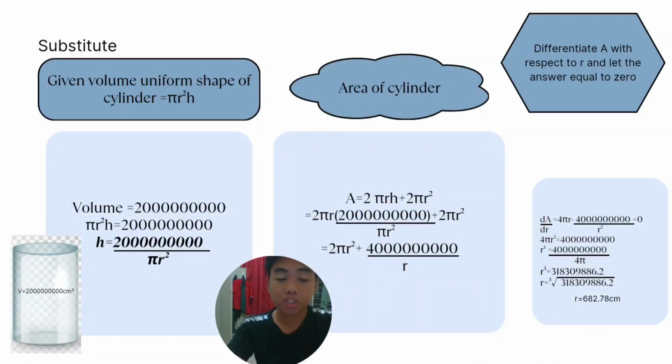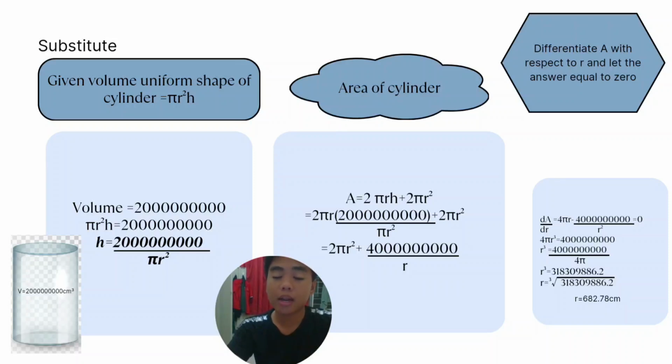Next, we'll move to the substitution part of this problem. We already know that the volume of a cylinder is equal to pi r square h, and we have the volume, which is 200 millions. Now we can insert the value into the formula, so pi r square h equals 200 millions. If we want the height of the cylinder, we must move the pi r square to the right hand side, and the height of the cylinder is 200 millions per pi r square.